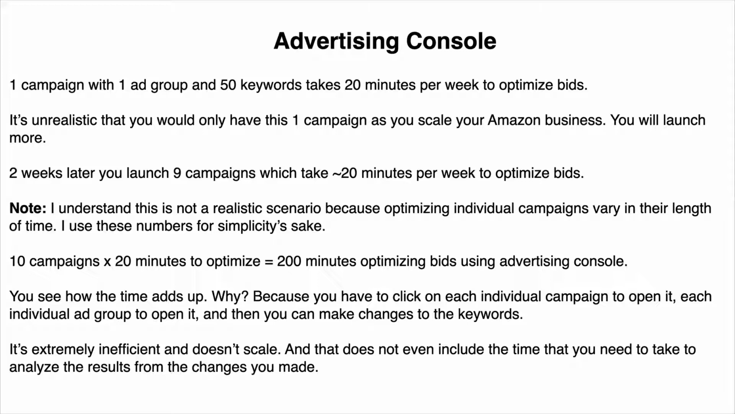So I'm just trying to be as simple as possible here. Let's say you have 10 campaigns and it takes 20 minutes to optimize them. That's 200 minutes optimizing bids using Advertising Console, right? You see how the time adds up, right?